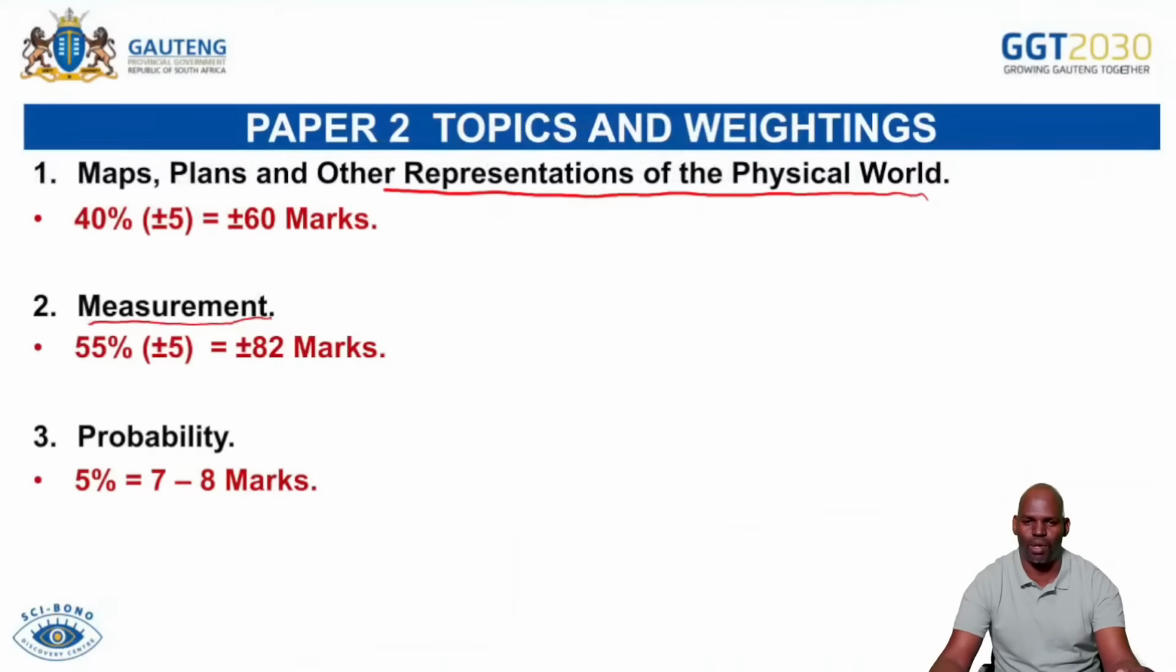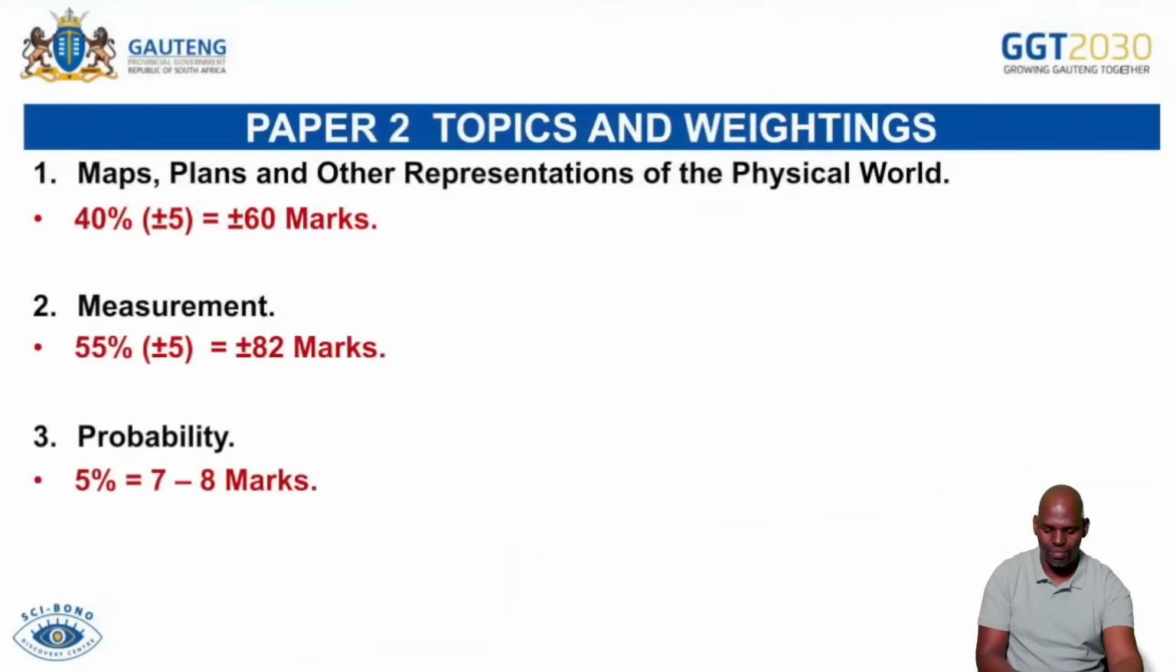So please make sure that even after this lesson, you go and consult your workbook, all the work that you have done throughout the year. Please make sure that you check all those subsections. And then, of course, you're going to get about 7 to 8 marks of probability. So basically, paper 2 is going to be about maps and plans, measurement, and then about 7 to 8 marks of probability.